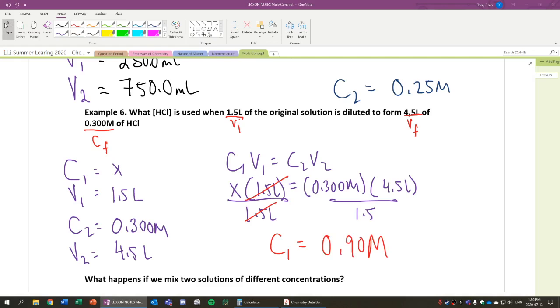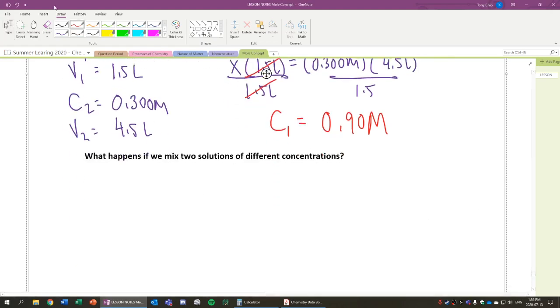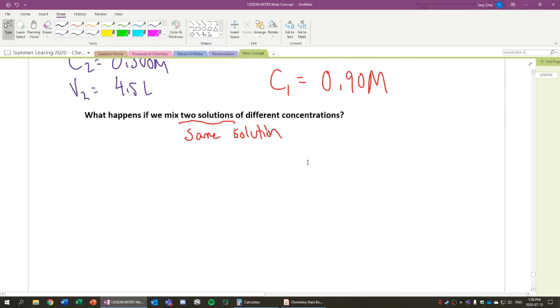Our last couple examples, we're going to notice what happens if you mix 2 solutions. These are the same solutions, first of all, but they have different concentrations. Let's say, for example, we have 2 glasses of salt water with different concentrations, and we mix them together. What's going to happen to their concentration afterwards?